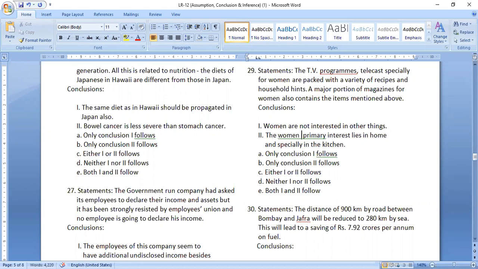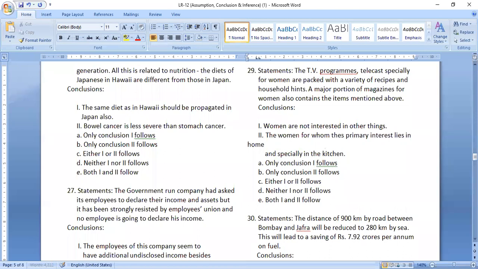Right. So suppose you could change this into something more sensible, and you could say that for the women for whom these programs and articles were intended, their primary interest lies in home and specifically in the kitchen. How about that?